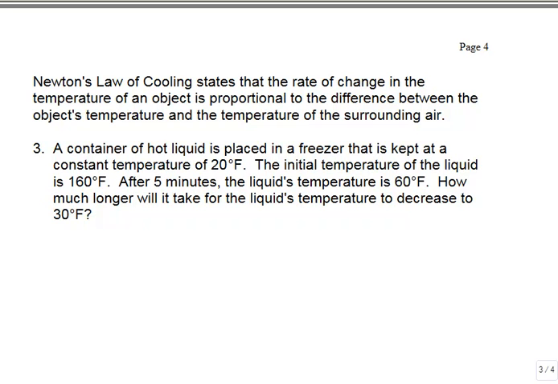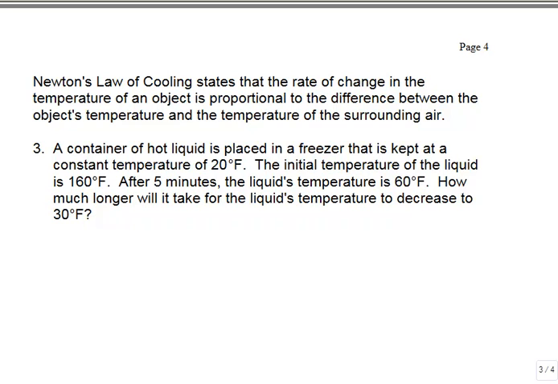So this is the situation where you might take a hot cup of coffee outside on a cold day where the surrounding air temperature is quite cold. That's going to bring the temperature of the coffee down. So you're going to have that exponential decay in that temperature.